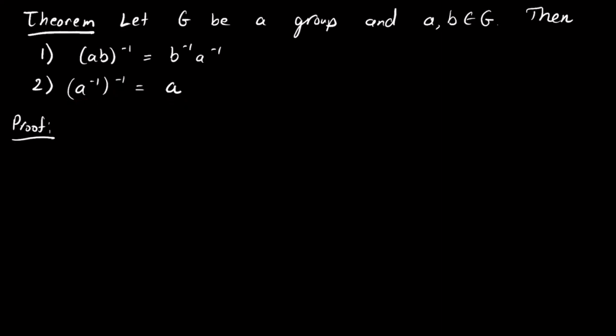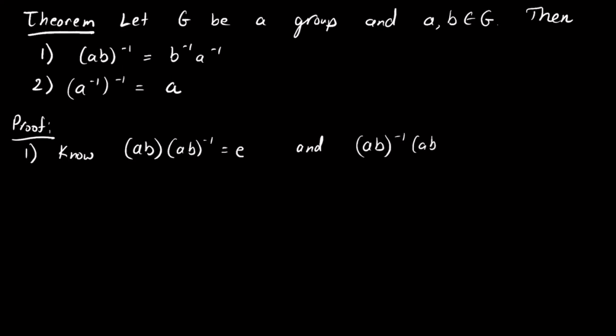So let's start with a proof of 1. So one thing that I know, by definition of inverse, I know that AB times the inverse of AB should equal E, and the inverse of AB times AB should equal E. Okay, right now we don't know what the inverse of AB is. It's just some other element of our group. Okay, what else do we know?